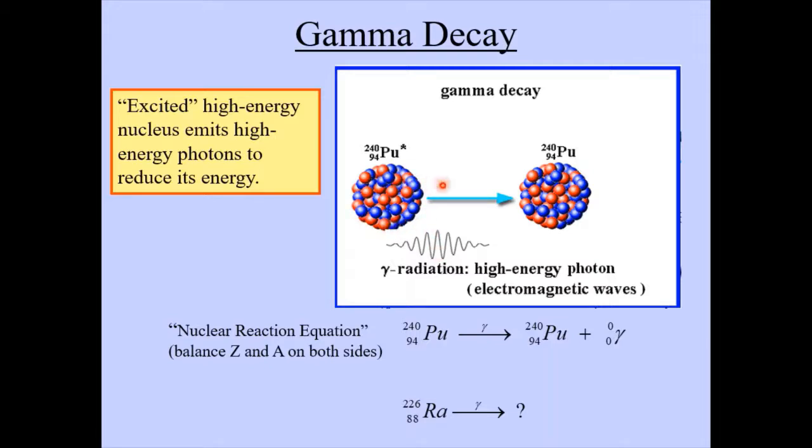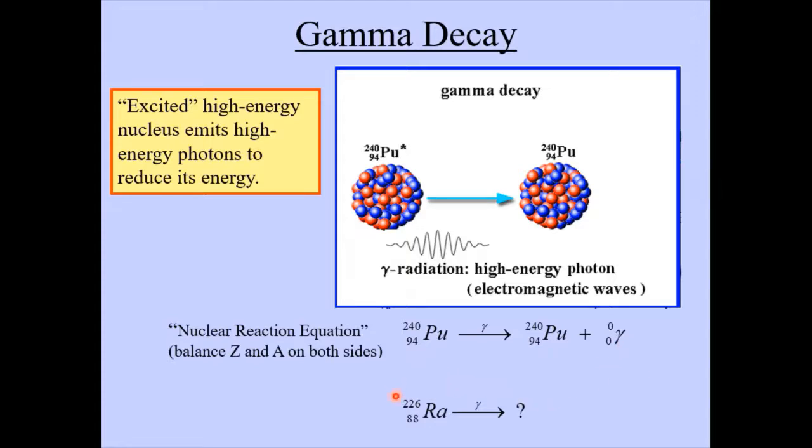This original nucleus doesn't change at all, right? It still is plutonium-240 and 94. None of the numbers change. The reason for this is our gamma particle, the Greek letter gamma there, has a 0 on the top and a 0 on the bottom. All right, no charge, no mass. So in order to balance this equation, the 240 stays 240, the 94 stays 94, and since the atomic number, 94, didn't change, it must still be plutonium. So a gamma decay reaction equation is somewhat trivial. Whatever we start with, we end with the same thing plus a gamma particle.